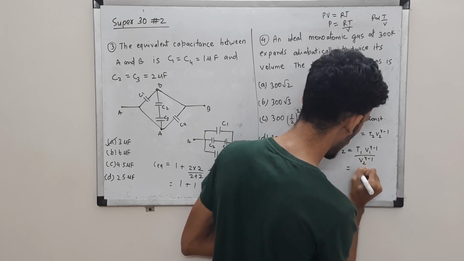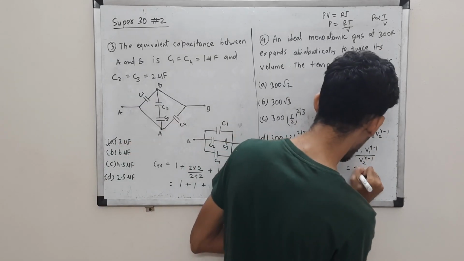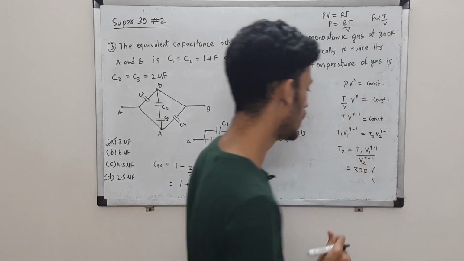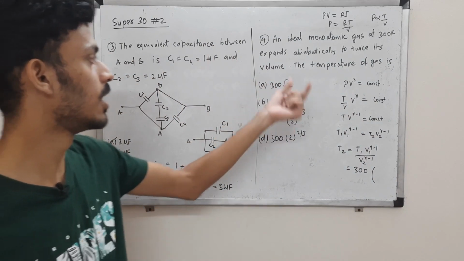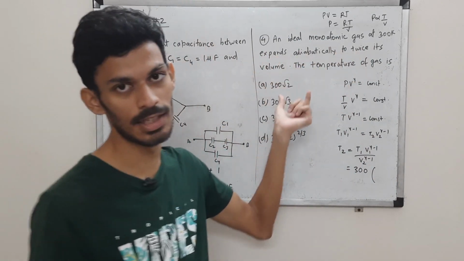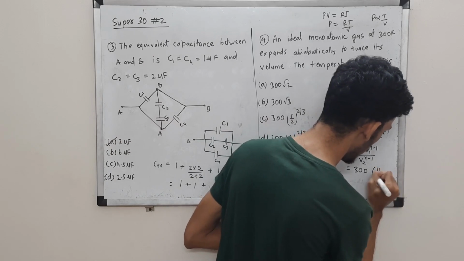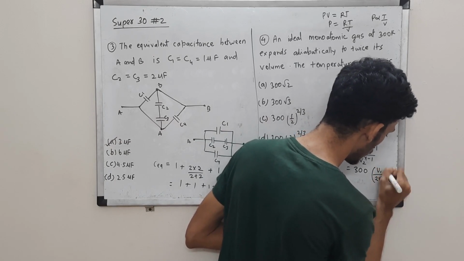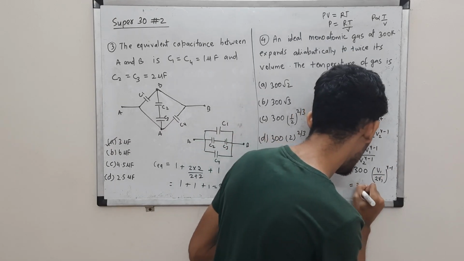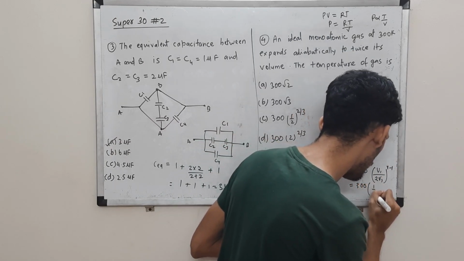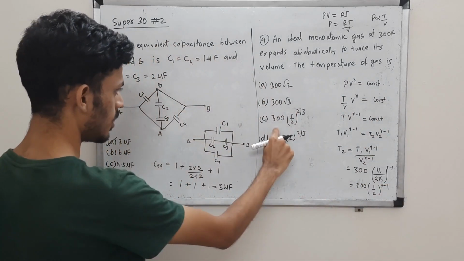Right, so we know that T1 is 300, initial temperature is 300, and we can write V1 by V2. So initial volume is 1. If initial volume is 1, it becomes twice its volume, right? So V2 is 2 times V1. So we can write V1 as V1 and V2 as 2 times V1. Both are raised to gamma minus 1. So 300 into half raised to gamma minus 1, which is close to this one, right?